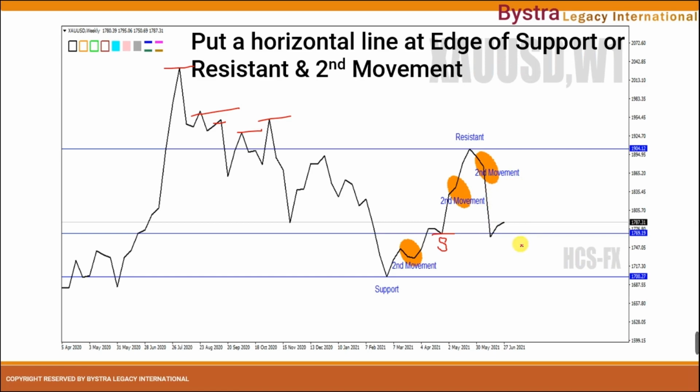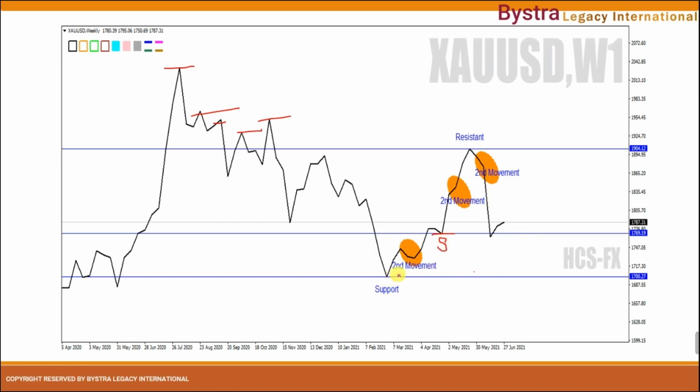And guys, once we have marked our support and our resistance closest to our current price, next, don't forget to mark our second movement. So this resistance will be a strong resistance when there is a second movement. This support will be a strong support when there is a second movement on the right side. So remember guys, the second movement for this support is on the right side. This resistance will be strong when there is a second movement on the right side of this resistance.